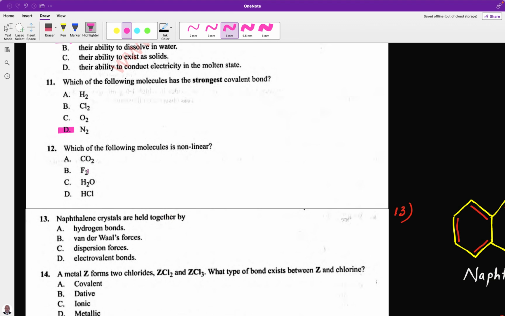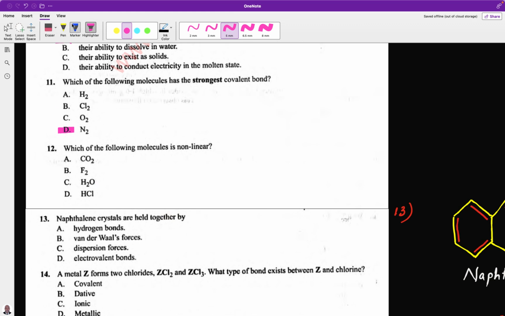A fluorine molecule, it is a fluorine molecule. We cannot say it is non-linear. A water molecule, hydrogen chloride molecule, we cannot say it's non-linear. The only one that is non-linear is the water molecule.